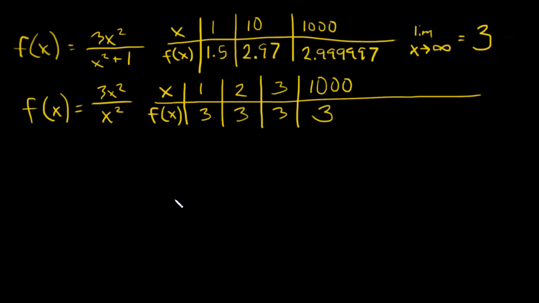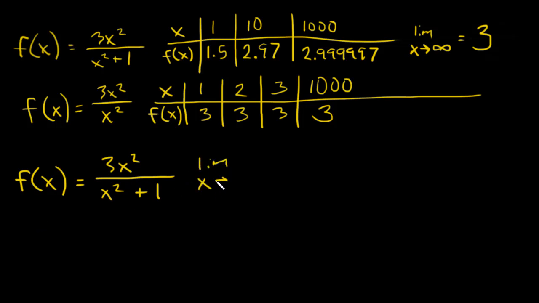Now, let's look at what's really happening with this. Okay? So what I'm going to do is take this function right here, and we're going to run it through the ringer. F of x equals 3x squared over x squared plus 1. I want to know what the limit, as x approaches infinity of this expression, is. What is that limit going to be?